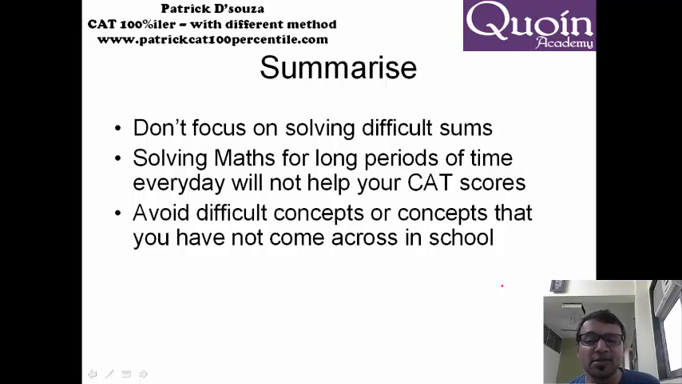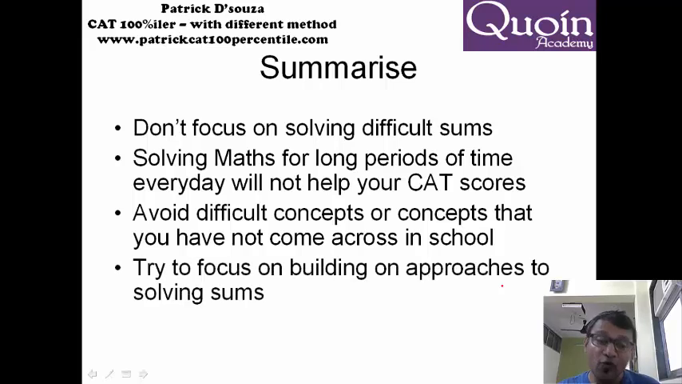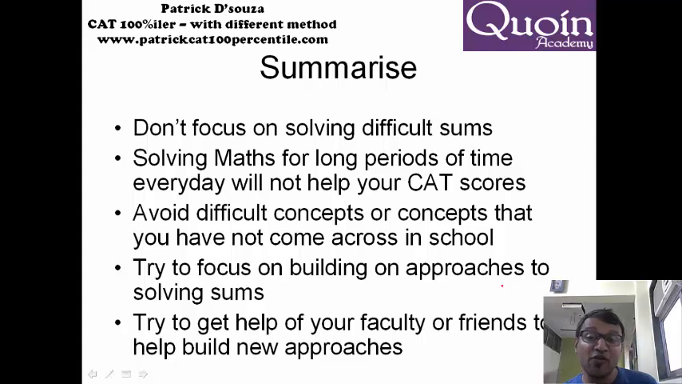Avoid difficult concepts. Only look at concepts that you come across in school. Because as I said, CAT checks you on school level mathematics. So if you look at any other concepts beyond that, it may not help you too much. Try to focus on building alternate approaches. Okay, if possible, take the help of your friends or your faculty. They have gone through different sums, they know different approaches. So if you have a good faculty or some friends, they can help you build approaches for the sums that you solve.